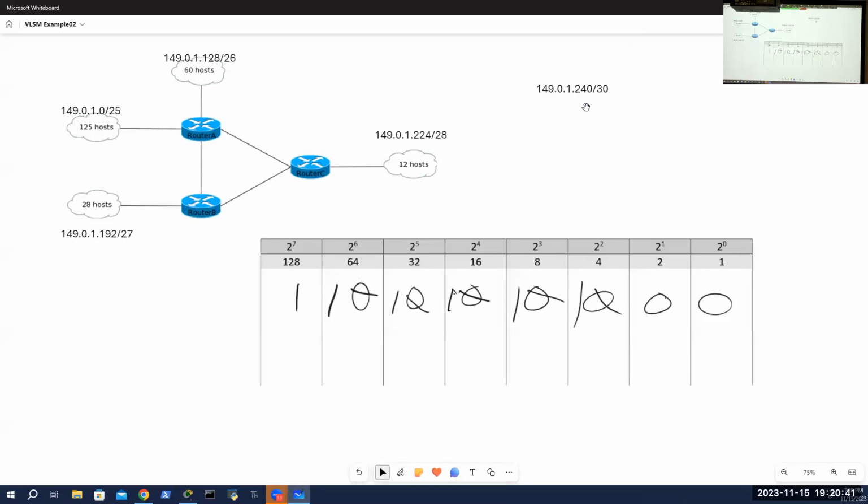So now we get 240 and 244 and 248. So we can just, however we want to do it, 252 there, 248 there, 244 there. And we got that one. And that's all we have left is a WAN, which isn't going to do us much good.